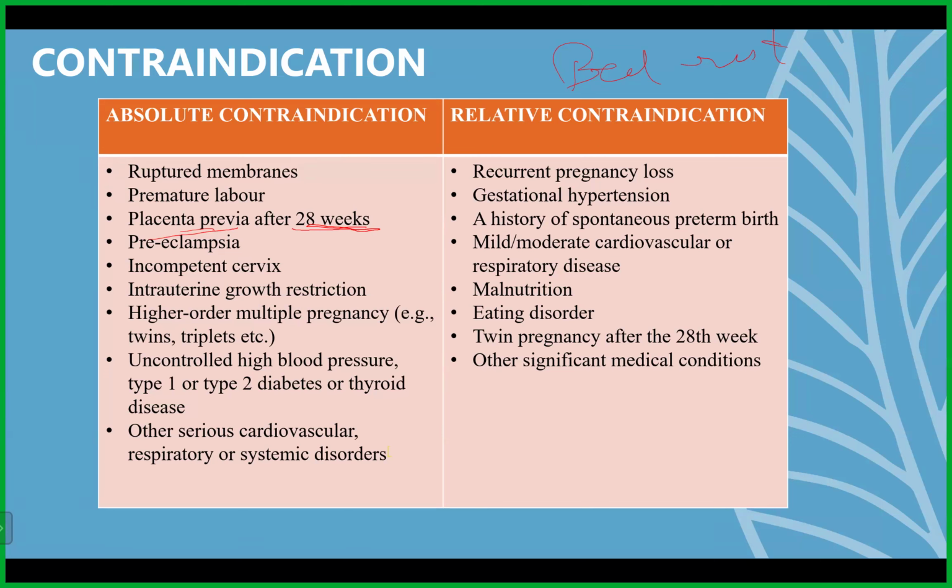High order multiple pregnancy. That is, like, first time they're having twins, you can give them exercise. Second time they're having triplets, you can give them. But as it goes, the complications increase. A mother with a high order multiple pregnancy would definitely have some other contraindication along with it. So you should be a little careful.